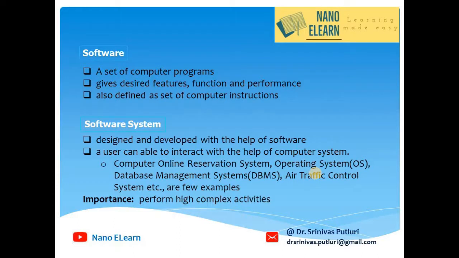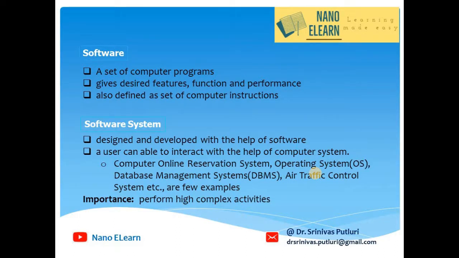Then what is a software system? It is a system that is designed and developed with the help of software to which a user is able to interact with the help of a computer. We have many real-time examples which include computer online reservation system, operating system, database management system, air traffic control system, to name a few. Let me justify my statement with these examples.